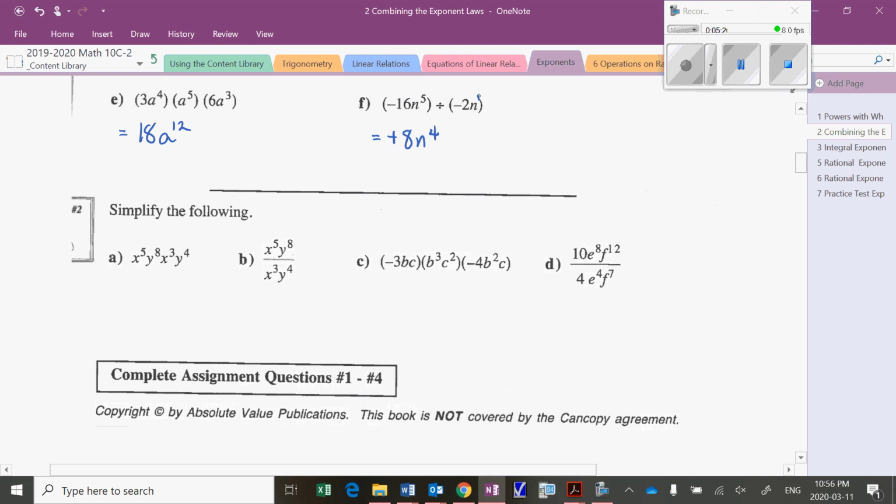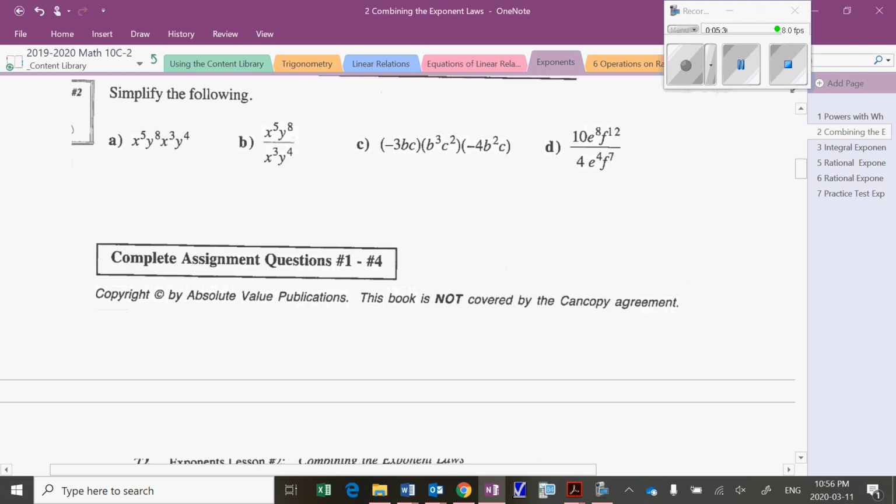So we've got positive 8n to the 4th. Okay, if you take a look at class example number 2, it's essentially the same thing. They've just got x's and y's. So watching the fact that we can combine when the bases are the same, but not when the bases are different. So I'll look at the x to the 5th and the x cubed.